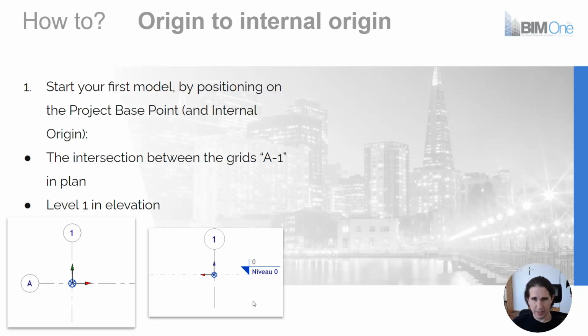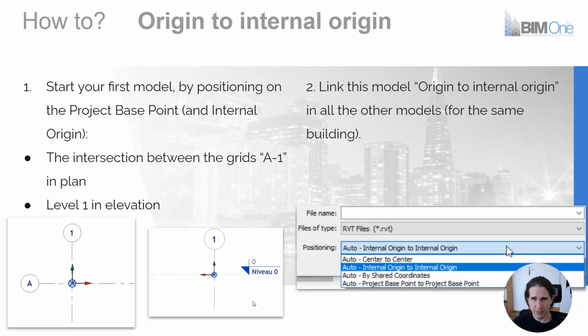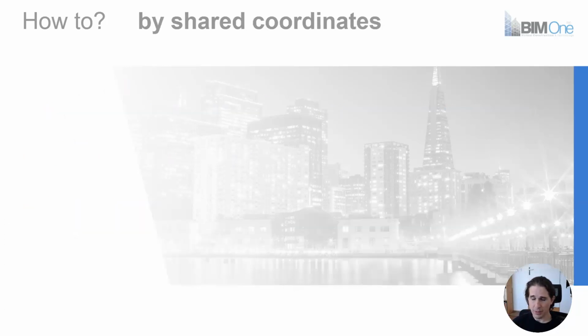So the second step would be to link the model's origin to internal origin in all the other models for the same building. Case number 2, by shared coordinates. Linking origin to internal origin implies that the internal origin was the origin of the local system used. To use the global system, allowing us to handle any type of construction project, we'll use the shared coordinate system.